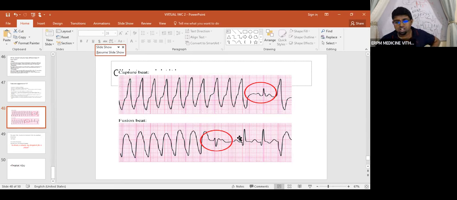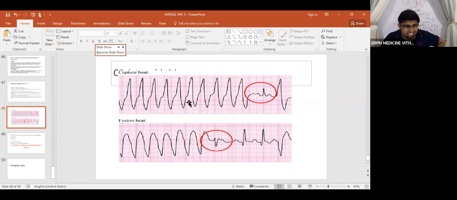Tell me the two features. Capture beat and fusion beat. Capture beat, fusion beat. Like in great depth, I will discuss that in the ECG class, but this is a combined class now: theory, ECG, everything together, a mixture.